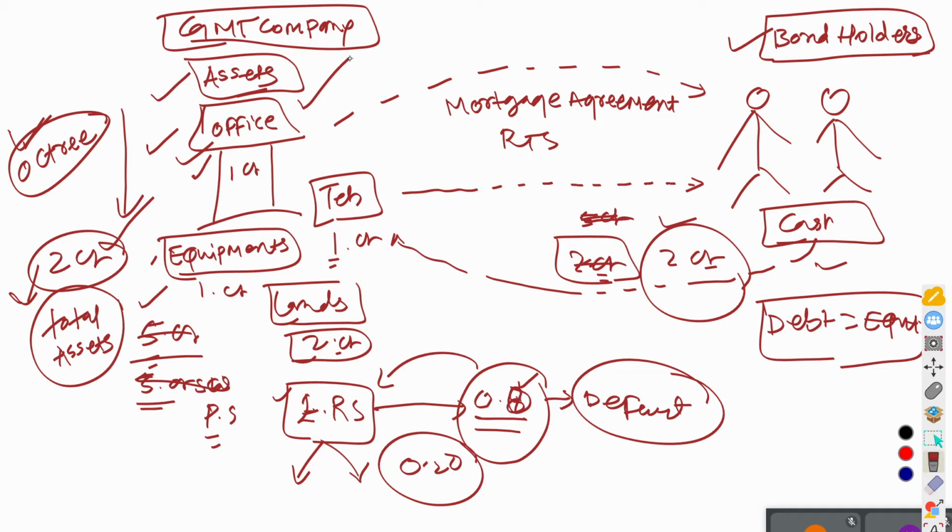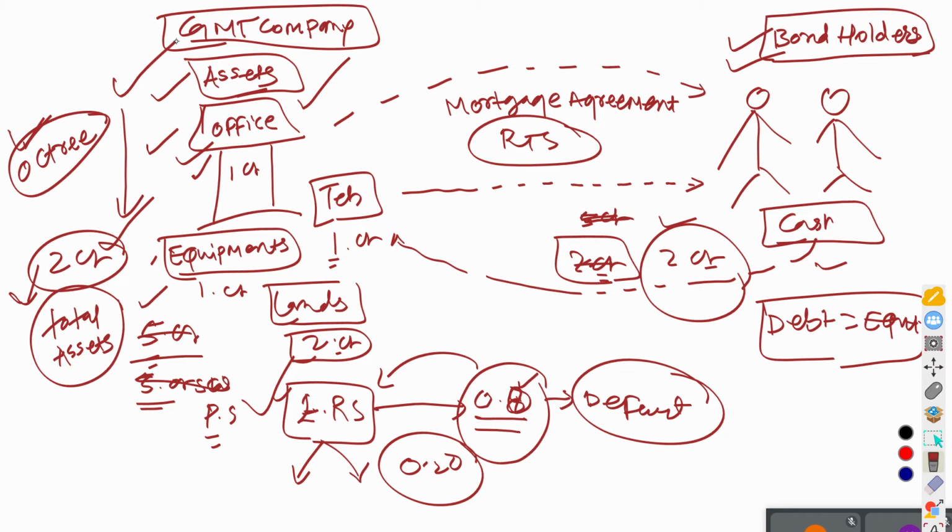So in short, the long story short, the company transfers the right to sell to the bondholders. When we say company's assets, it actually means shares. The share value is transferred to the bondholders through a right to sell agreement, where bondholders get the right to sell the company's assets if the company fails to perform its obligation. Obligation means paying the interest and principal on time.